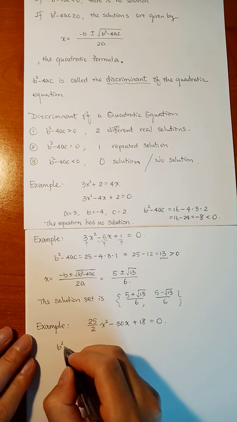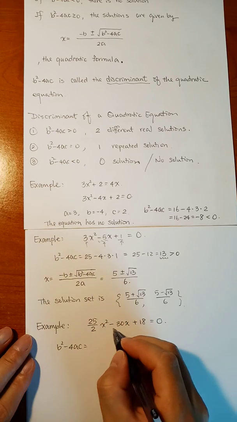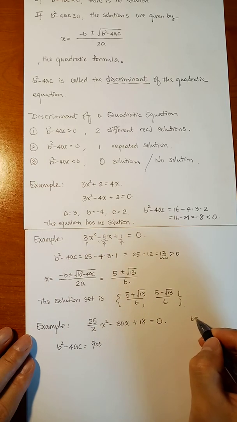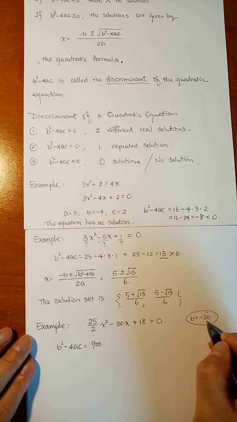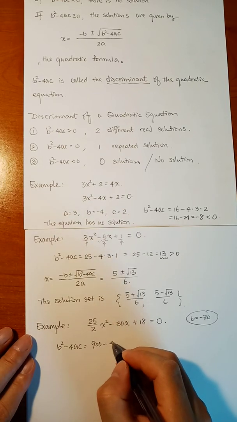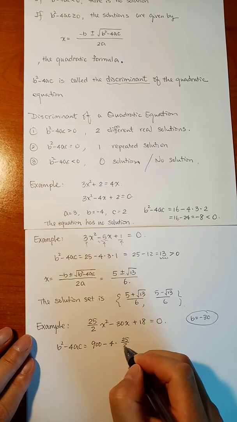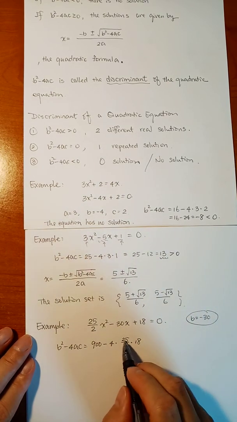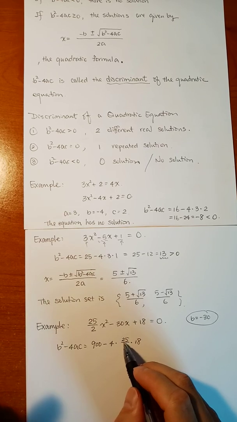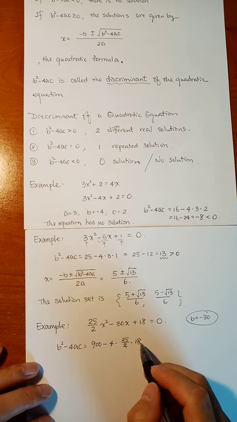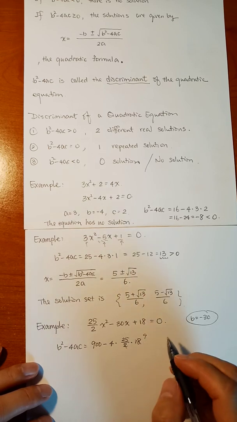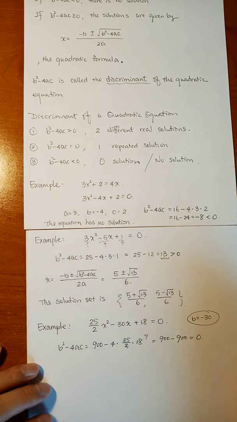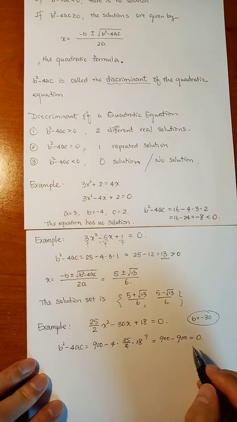So b squared minus 4ac is going to be negative 30 squared, 900, minus 4ac. You see, 4 times 25 over 2, 4 halves, is 50... rather, 4 times 25 over 2 cancels to give 50, and 18 times 50 is 900. So the discriminant b squared minus 4ac is equal to 0.